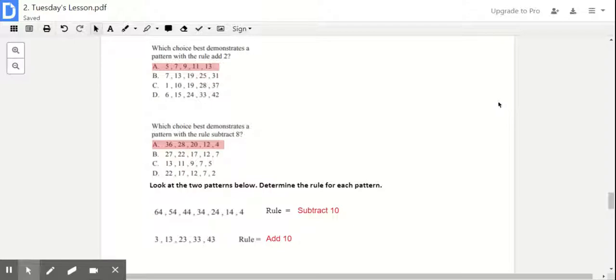Okay. Which choice best demonstrates a pattern with the rule subtract 8? Again, look at the answer choices. Did you do the workout? That's the easiest way to figure out how this rule corresponds to which pattern is demonstrating subtract 8. Exactly, this one is A. 36 minus 8, 28. 28 minus 8, 20. 20 minus 8, 12. 12 minus 8, 4. Okay.